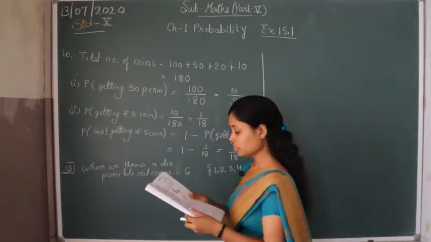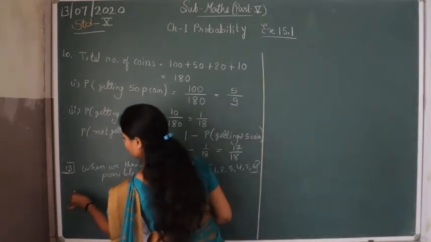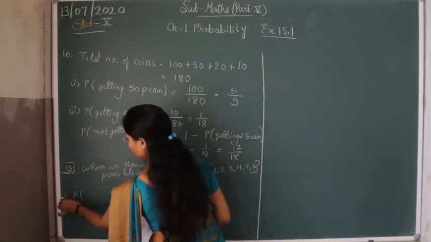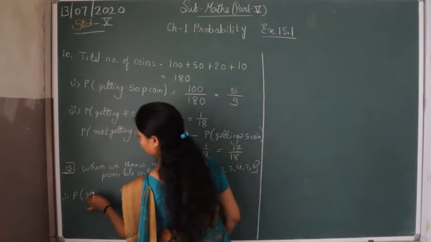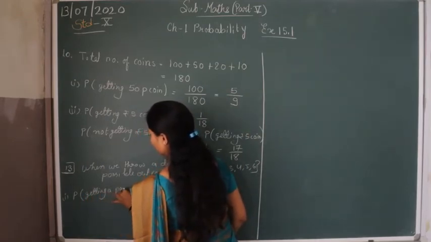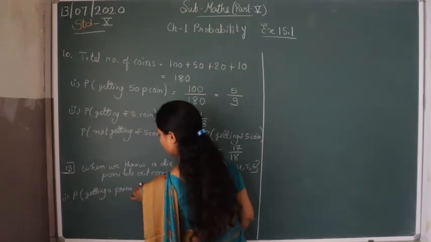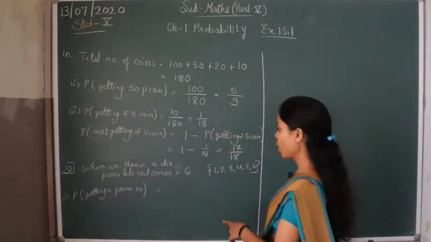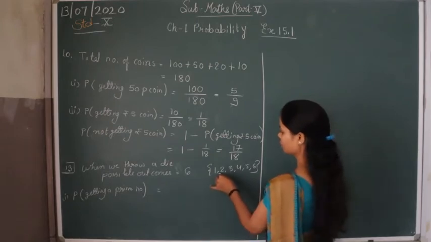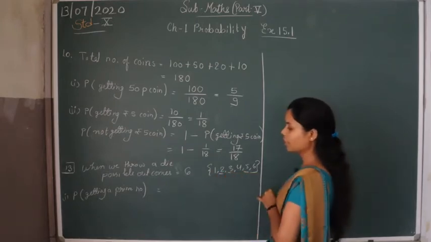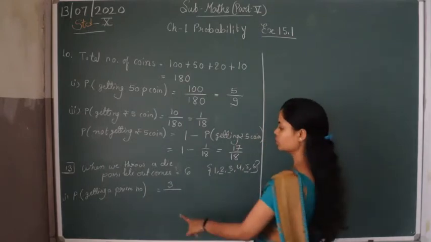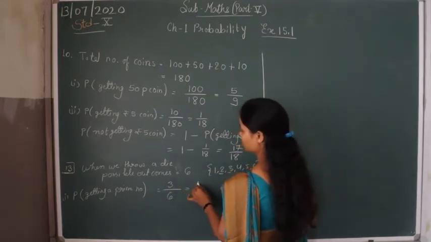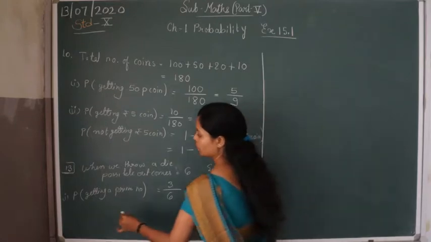Find the probability of getting a prime number. So look here. How many prime numbers are there? 2, 3 and 5. So the number of prime numbers is 3 and the possible outcomes are 6. Then solve this.